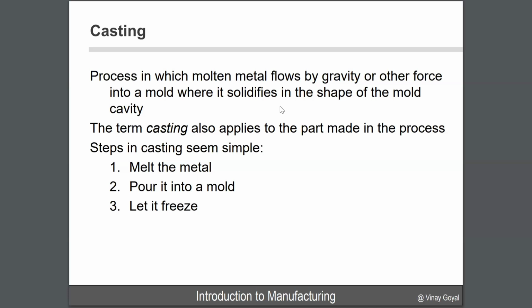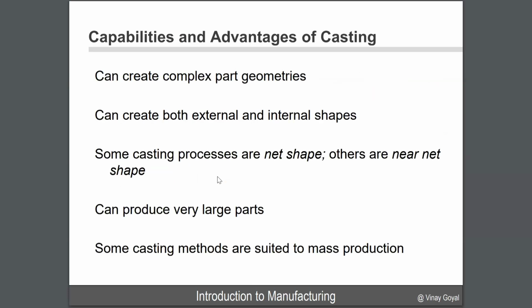And the three steps are fairly simple, or they seem simple. Melt the metal, pour it in the mold, and then let it cool off. So what are the abilities and capabilities of casting? You can create very complex part geometries. That's why casting is used actually quite a bit. You can create a lot of external and internal shapes, and some casting processes are net shape, while other ones are near net shape. Meaning, in other words, there's very little waste produced.